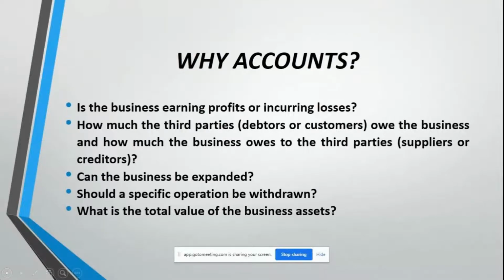Next is how much the third parties owe the business and how much the business owes the third parties. About this also clarity is required, that how much the clients or the customers need to pay us and how much we have to pay to our suppliers. So customers are equivalent to sundry debtors in a financial term, and suppliers are equivalent to sundry creditors. The third is, can the business be expanded?